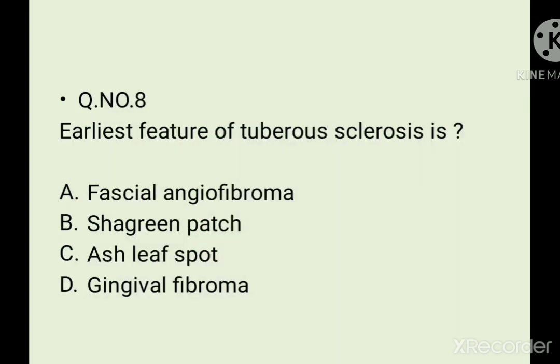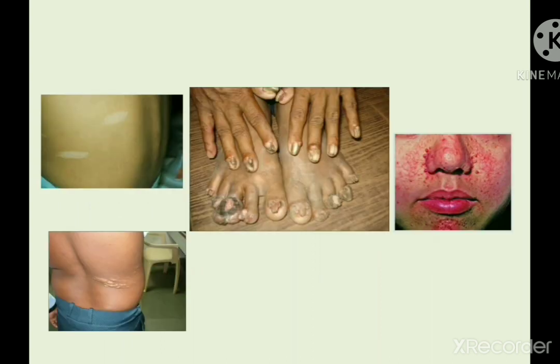Earliest feature of tuberous sclerosis is A. Facial angiofibroma, B. Shagreen patch, C. Ash leaf spot, D. Gingival fibroma. The right answer is ash leaf spot. These are the features of tuberous sclerosis: ash leaf spot, Koenen tumors, those are periungual fibromas, and facial angiofibromas, and Shagreen patch.